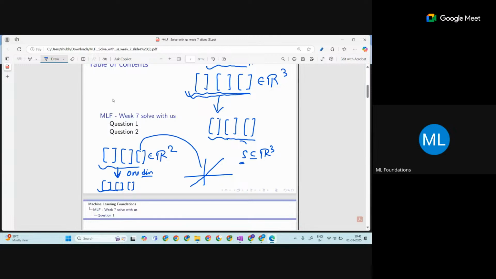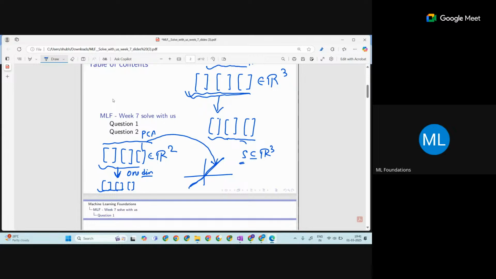I think there is some embedding there. When I am applying this PCA, it will be in one dimension, meaning on this line. The plane is two dimensional, and the line is one dimensional. This is one dimensional, right?